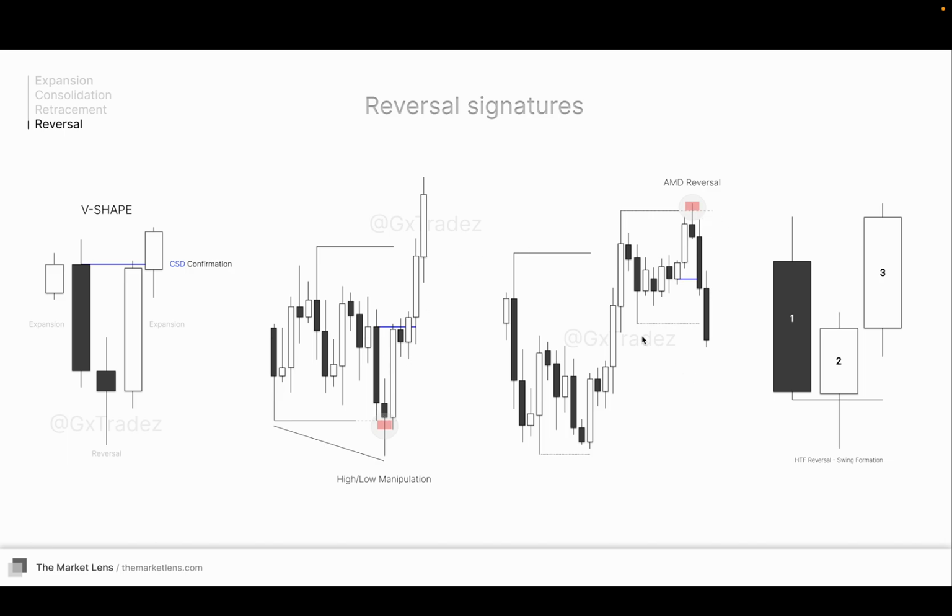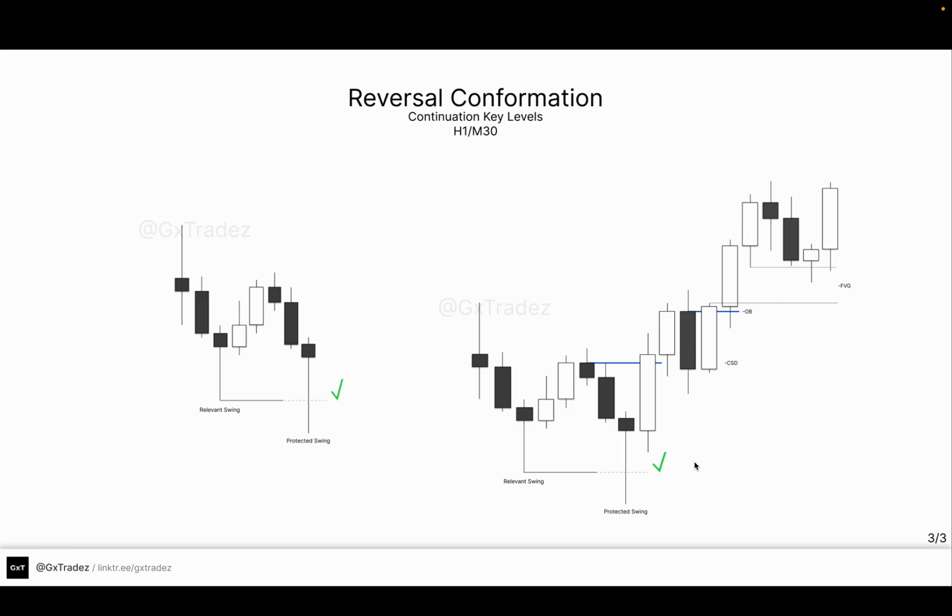Expansion with expansion, and that's the signature that we want to see, right? And like I said, this will be made up from a swing point. So you can imagine this is candle 1, candle 2 manipulation, and then candle 3 expansion, right?